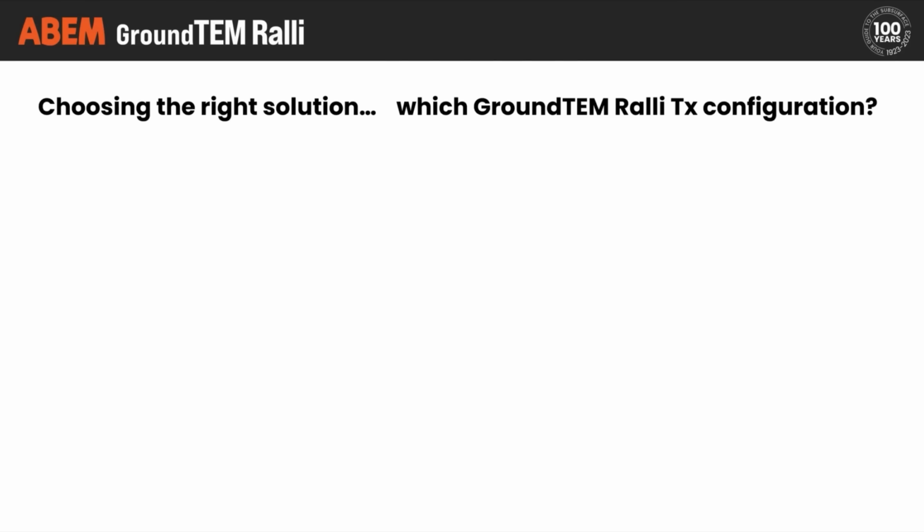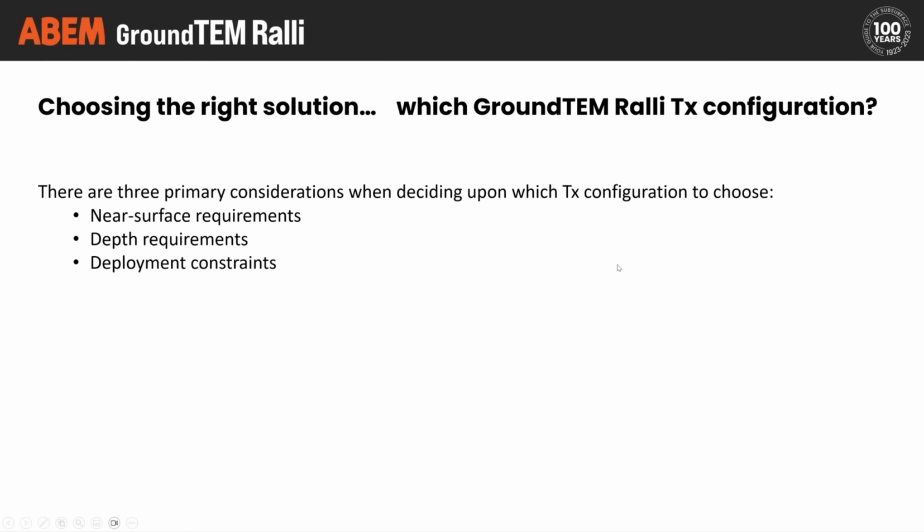So we talked about different configurations for the Ralli system. Well, which one are you going to choose? There are three considerations to make here. What are your near surface requirements? Do you need detail in the upper meters? How deep do you need to see? How far do you have to push into the ground? And are there any constraints upon where we're going to be collecting the data?